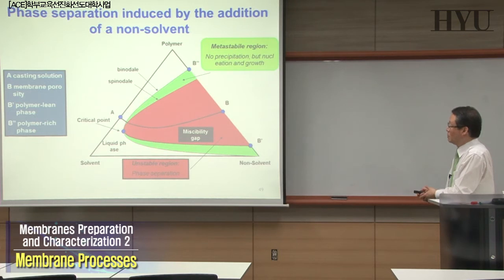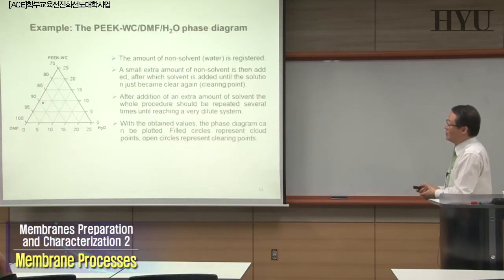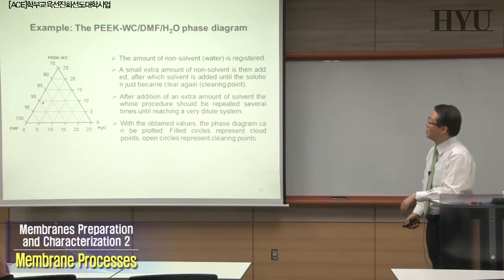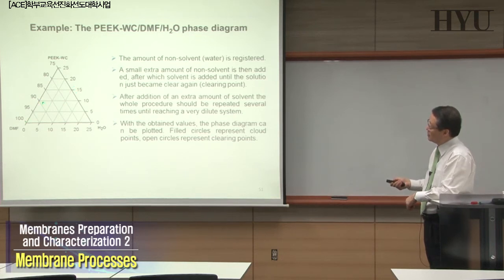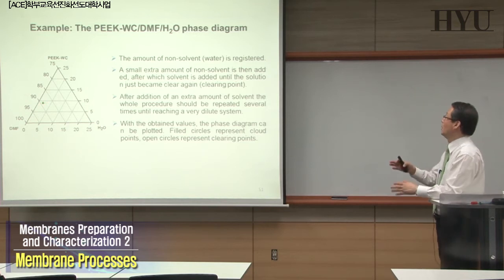So by changing the polymer solution or the polymer concentration, you can determine the binodal lines, and a typical example is shown here. At this point, let's say the polymer concentration is about 9%, the solvent is about 89%, and the non-solvent is about a few percent, like 2 or 3%. Okay? So this point can be determined, and you start from there.